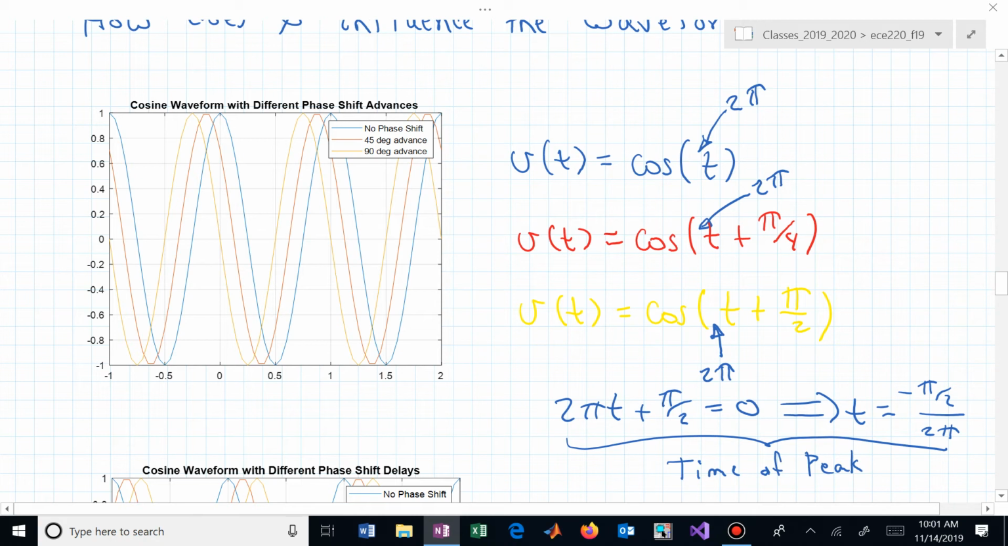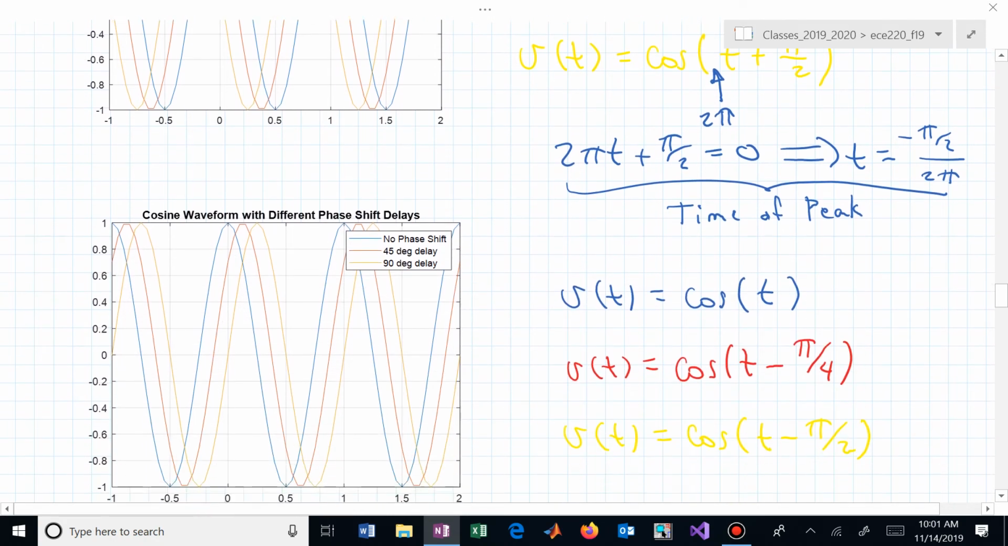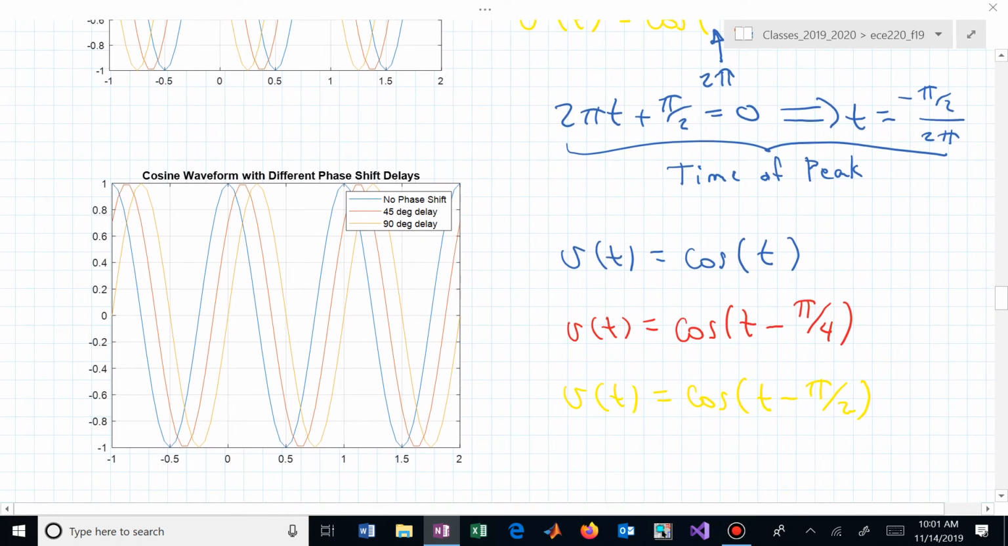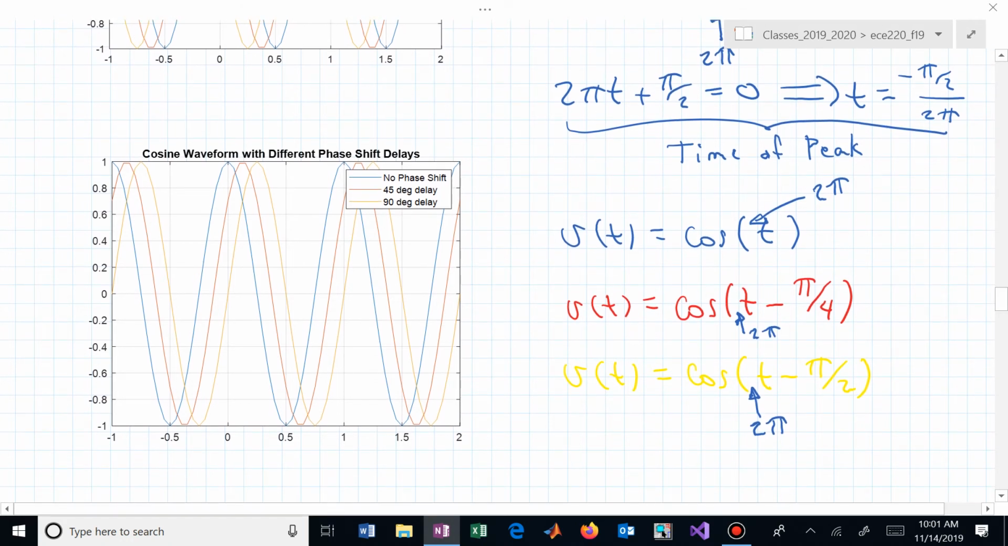I'm trying to develop your intuition. So that was the advance, and you can go back through this. Again, these are mistakes. These frequencies, omegas, are 2 pi. But now I'm showing you a delay of 45 degrees and 90 degrees. So now I'm saying 2 pi t minus 45 degrees. And now these red and gold curves are shifted to the right.